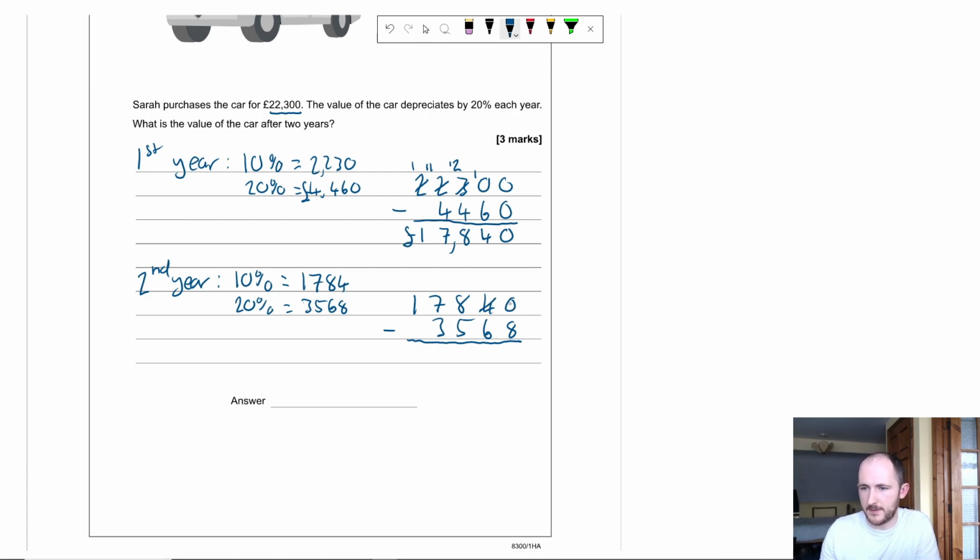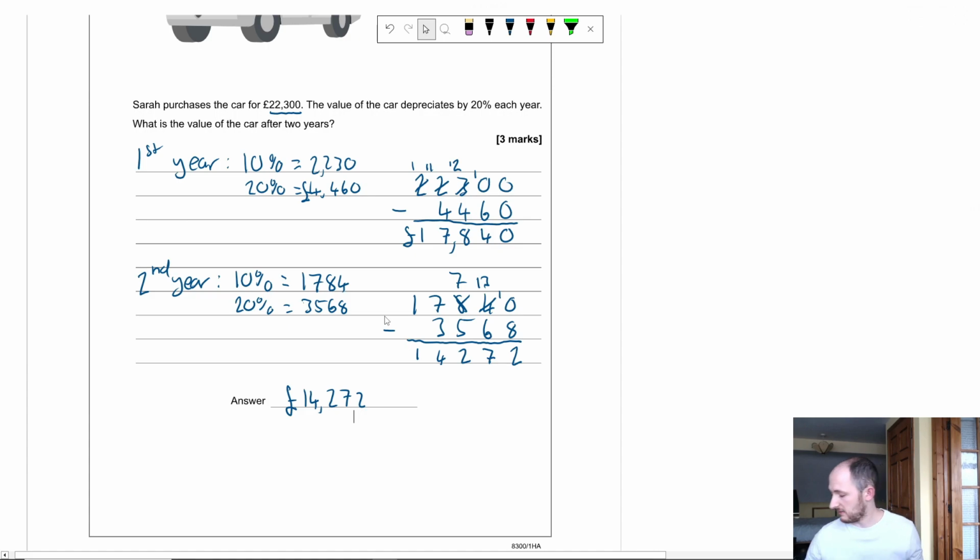So again, cross that out, make that a 3, make that a 1. Again, my handwriting sucks too, so it's fine. But even people with neat handwriting, it's going to cause issues with yourself, okay? 7 minus 5 is 2. 1. So the final price of the car is £14,272. 3 marks.